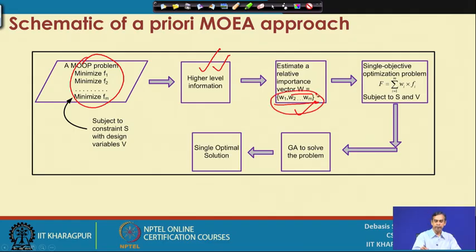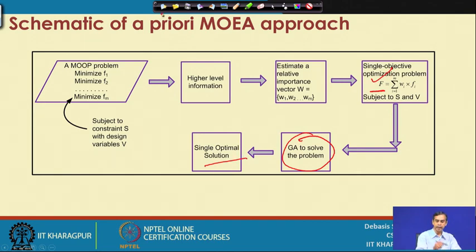In order to have the weight values, we have to follow the high level information. Then, in terms of these weights, we can express the multiple objective function as a single objective function in summated weighted form: W1 F1 plus W2 F2 plus up to Wm Fm. So, the trick here is considering the multiple objective optimization problem and transforming it into a single objective optimization problem in terms of the weight vectors. Then, if it is a single objective function, there is no issue. We can apply our traditional genetic algorithm on this and find the solution. So, this is the a priori approach.